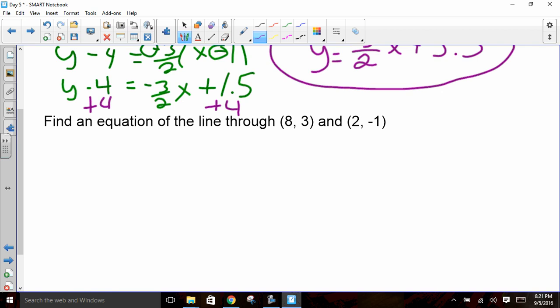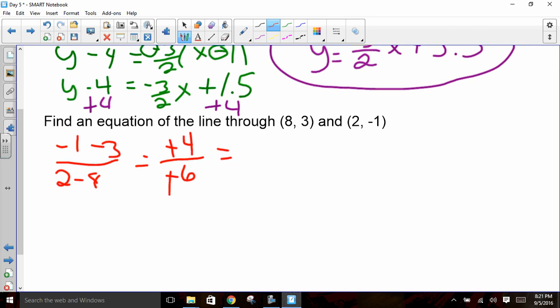All right, last problem. So we need that slope. So negative 1 minus 3 over 2 minus 8, which gives me negative 4 over negative 6. Negative over negative turns positive. Divide both by 2. I get my slope as 2/3, which if you'll notice is the opposite reciprocal of negative 3 halves, which is the slope above. So these lines are going to be perpendicular.